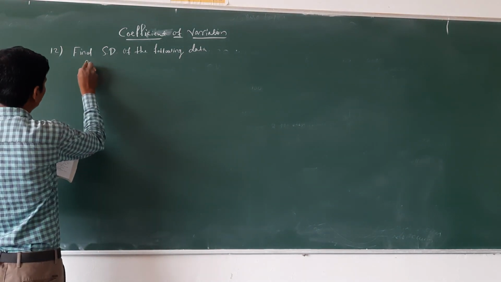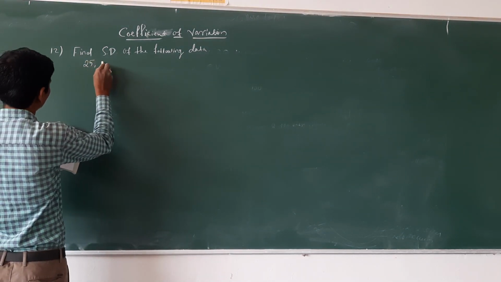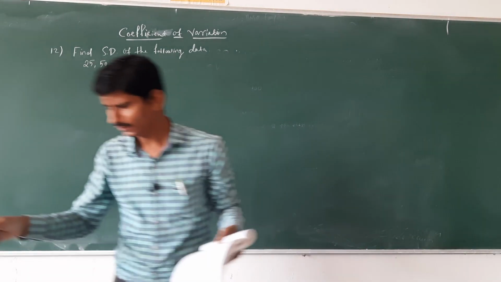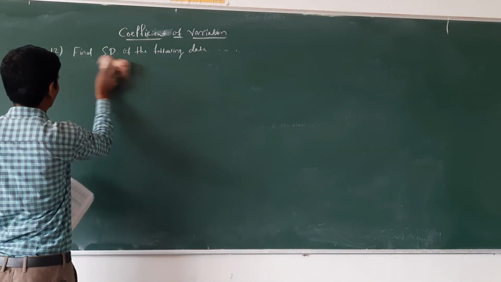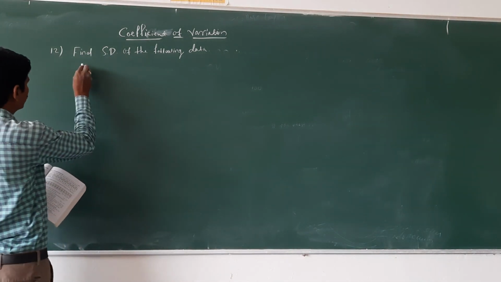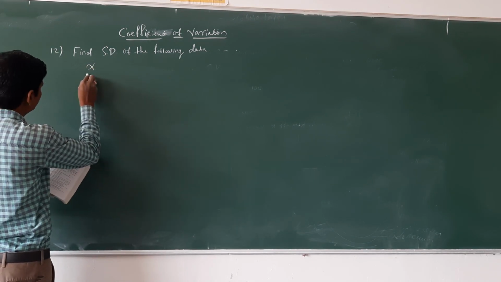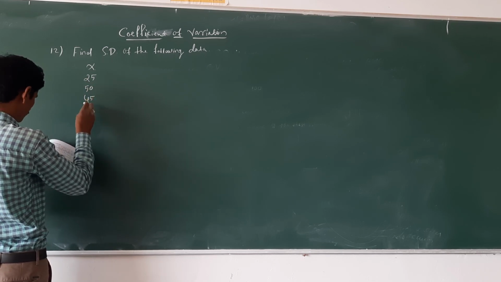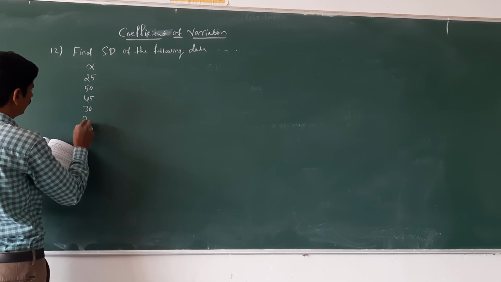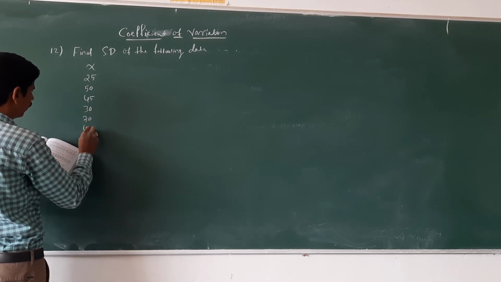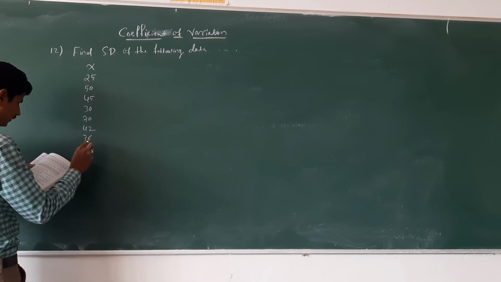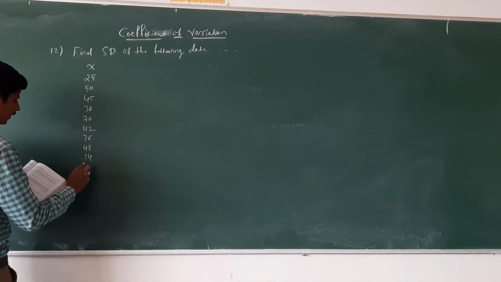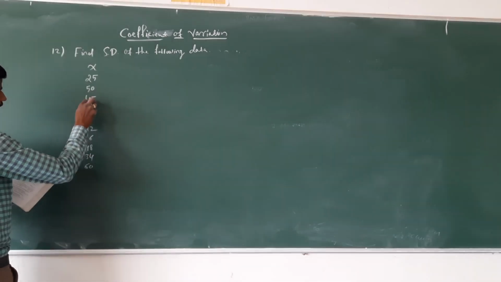Here the data are given. These are x values: 25, 50, 45, 30, 70, 42, 36, 48, 34 and 60. That is 10 values.